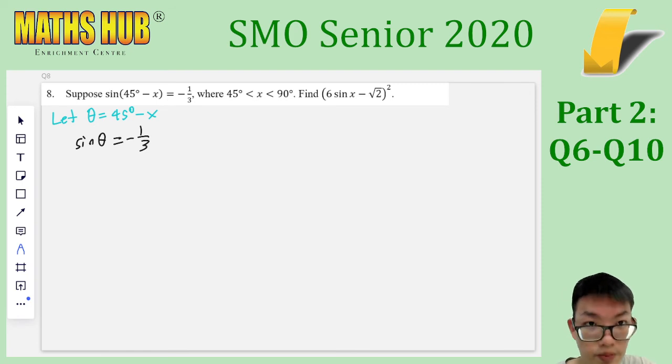So let's do the substitution here as well. If theta is 45 degrees minus x, that means that x is 45 degrees minus theta.